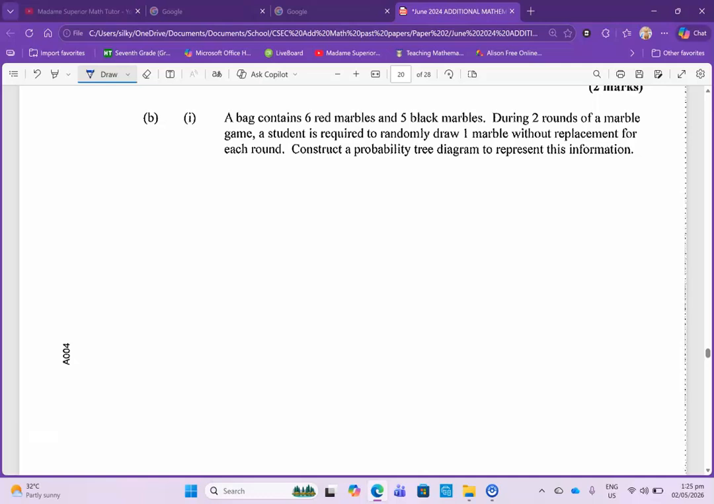So first we have to take into account the numbers. We have 6 red and 5 black marbles. We're going to use, of course, R for red and B for black. There are 2 rounds of the marble game, so our tree diagram is going to have 2 sets of branches, and we're drawing a marble without replacement, so the total number of marbles will reduce each time. So let's start with the first set of branches.